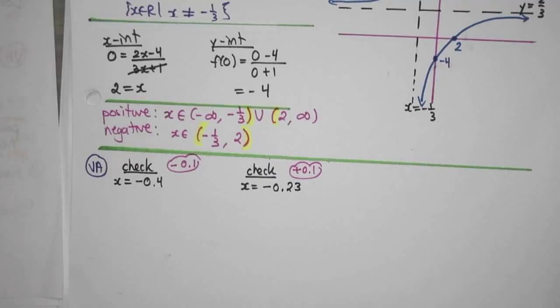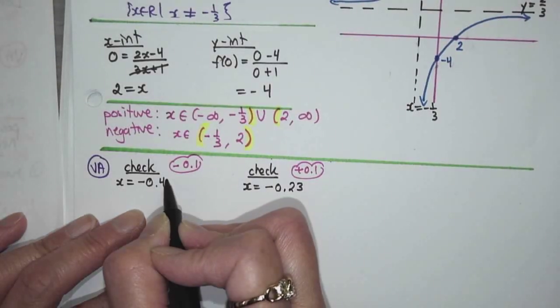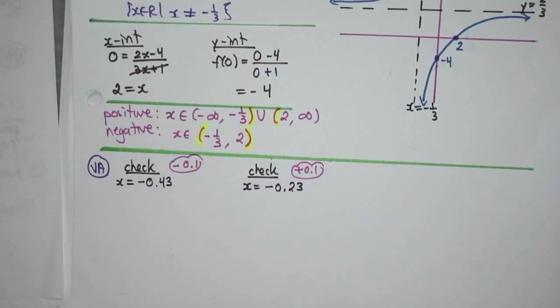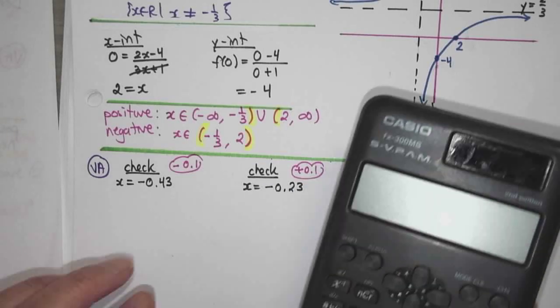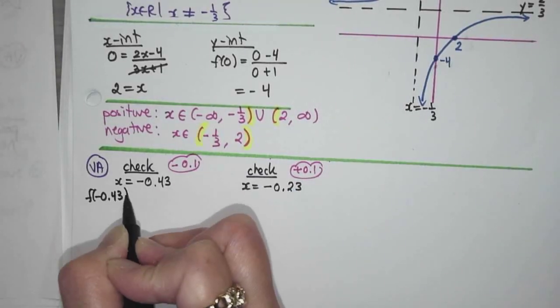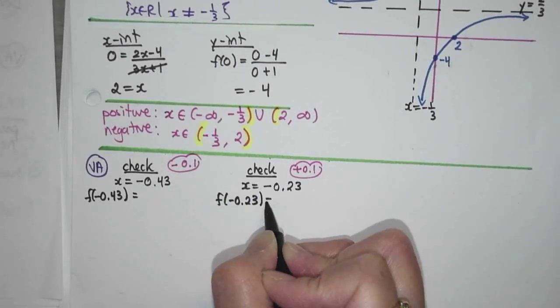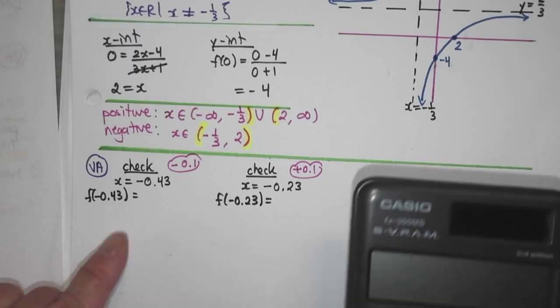So that could be 0.43. Let's be consistent and do 0.43. I kept 2 decimal places. Okay. So when we put that in, I'm going to show you how I do it. We're going to go F at negative 0.43. The numbers weren't great, but I accepted them because in perspective, it actually works out.